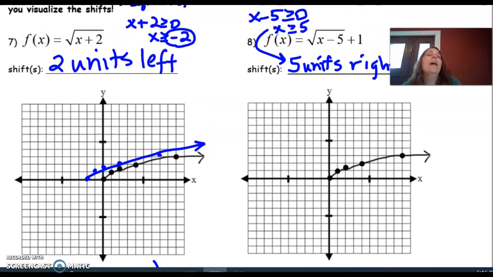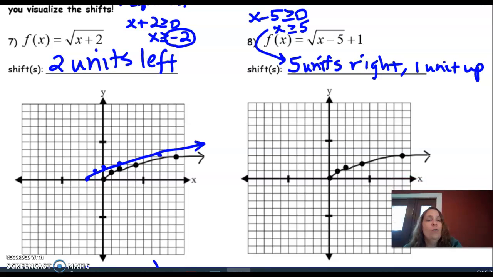In number 8, we had 2 changes. We went 5 units right and 1 unit up. So from each point, we'll go 5 right and 1 up. Let's see what we can do there. 5 right in the middle of the box, and then 1 up, still in the middle of the box. 5 right, 1, 2, 3, 4, 5, and up.